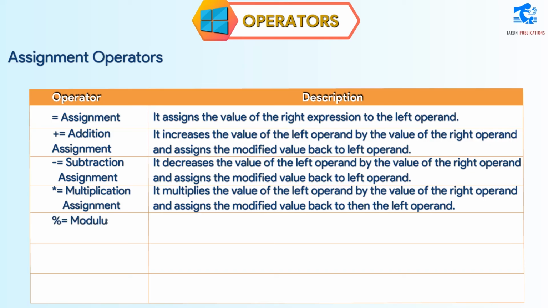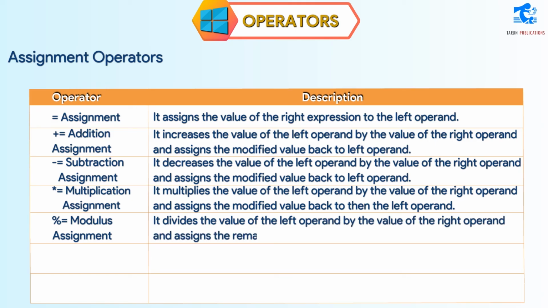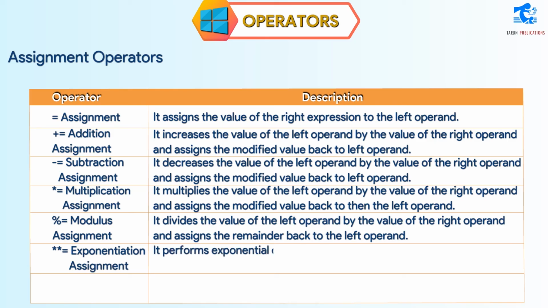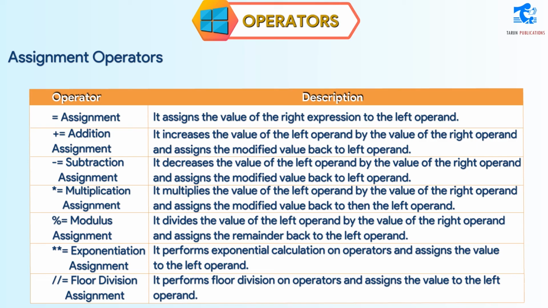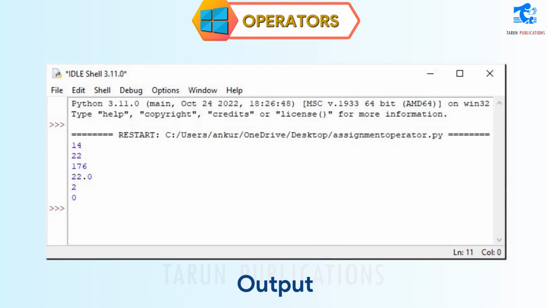Percent equals, modulus assignment: it divides the value of the left operand by the value of the right operand and assigns the remainder back to the left operand. Double asterisk equals, exponentiation assignment: it performs exponential calculation on operators and assigns the value to the left operand. Double slash equals, floor division assignment: it performs floor division on operators and assigns the value to the left operand. Code, output.